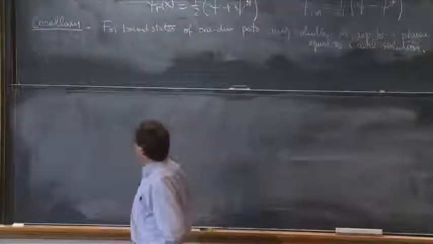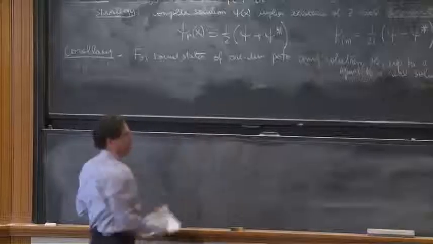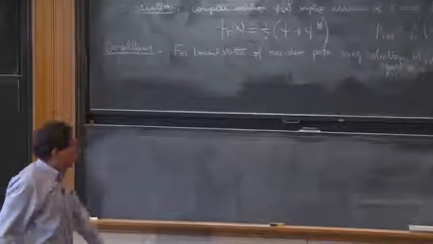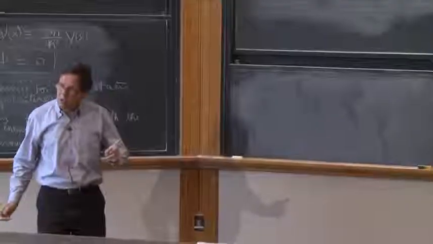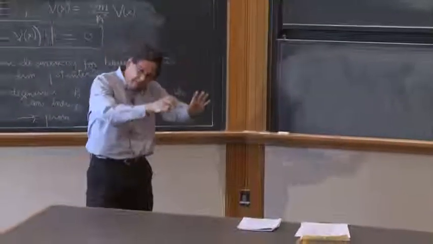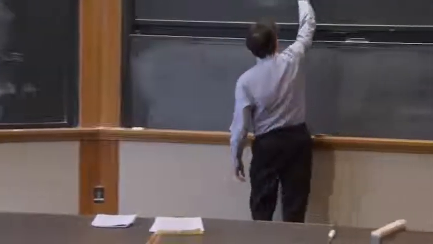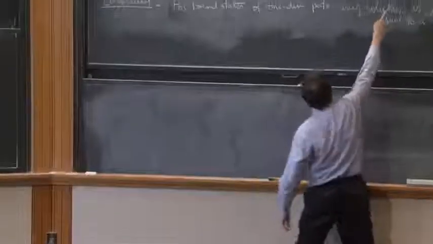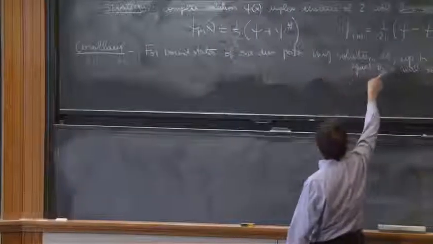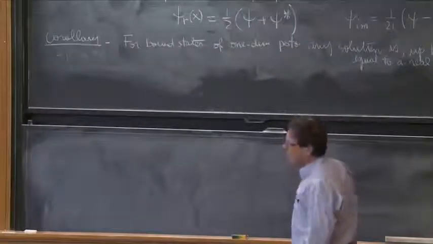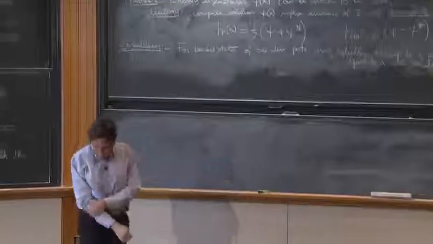So how does that go? Maybe you can use more of this blackboard. Why would any solution be up to a phase equal to a real solution? Okay, suppose you have these two solutions here. Well, this is real, so that's trivially true, and this is real. But what if I put a linear combination of them, or take the original complex solution? Why would it be up to a phase equal to a real solution?